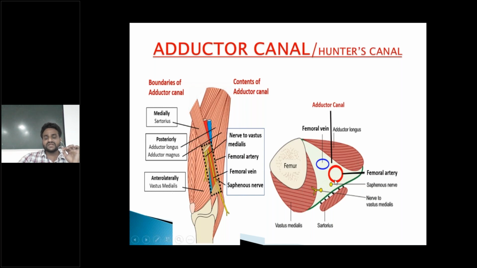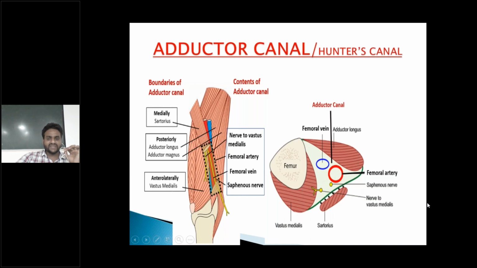So in those conditions, surgeons approach the femoral nerve and vessels through the roof of the Hunter's canal or the medial wall of the Hunter's canal. Here it is superficially present, very close to the skin, and they approach and ligate these femoral artery and vein within the Hunter's canal. So this is about the importance of the Hunter's canal.